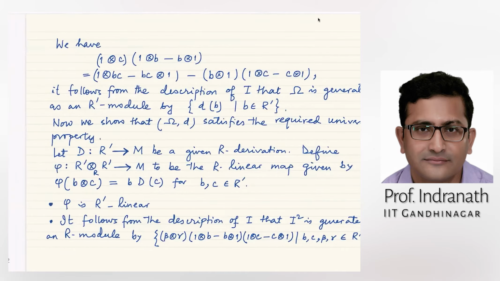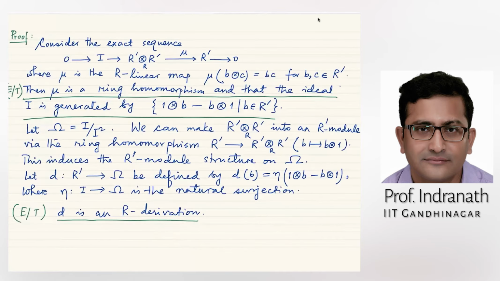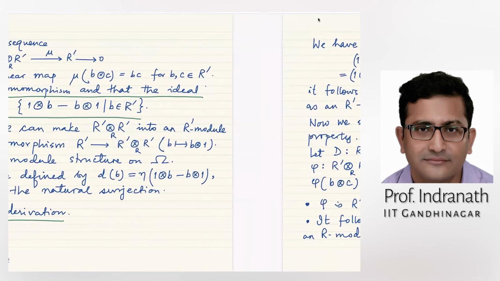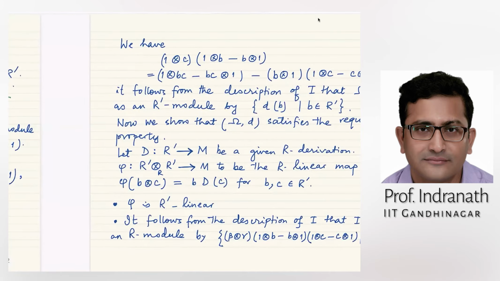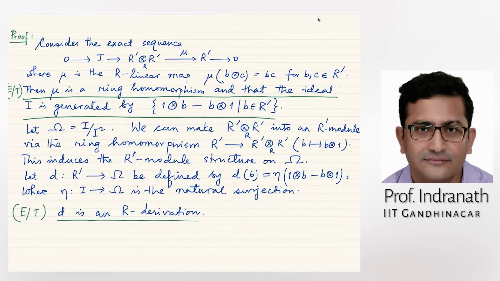Description of I means this: this is I as we have claimed it to be. It follows from the description of I that omega is generated as an R dash module by this. This is kind of obvious because of how you have defined D. dB is basically the image of this element, isn't it? So the image of these elements means you take the generators of I and push them down to I mod I square.